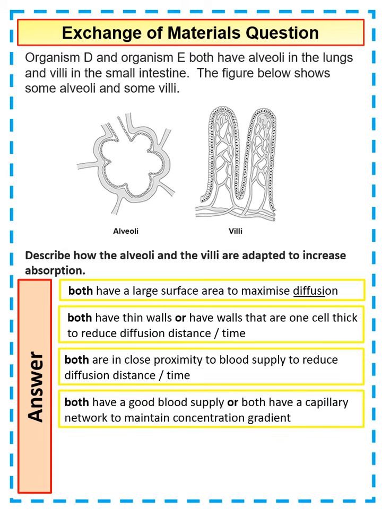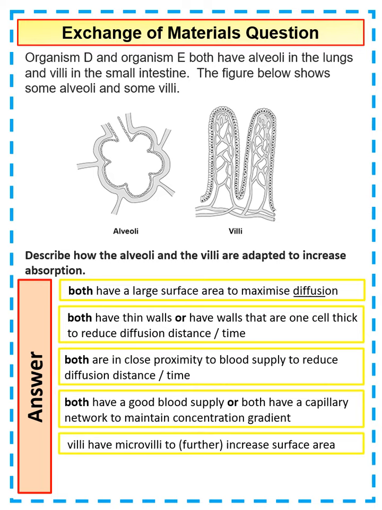Because they've both got a good blood supply, they're going to help maintain a concentration gradient. So we're always going to have less of whatever we're trying to get in the blood than in either the villi or outside the villi or in the alveoli.